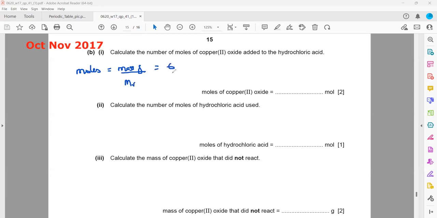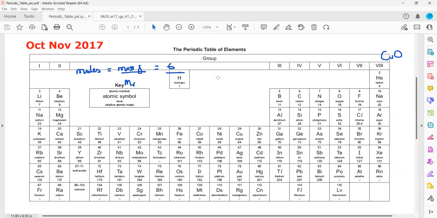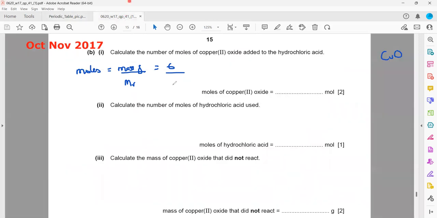Mass in gram is 6. What about the molar mass? For molar mass, we have to check the periodic table. The formula of copper 2 oxide is CuO. What is the mass of copper in the periodic table? 64. And what is the mass of oxygen? 16. So this will be 64 plus 16, that's equal to 80.